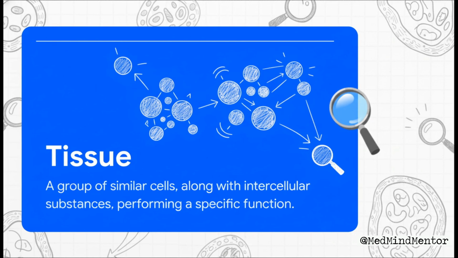Let's unpack it. A tissue isn't just a random jumble of cells. The key phrases here are similar cells, intercellular substances, and specific function. It means they come from the same place, they're held together by a kind of biological cement, and they work together as a team to get one particular job done.